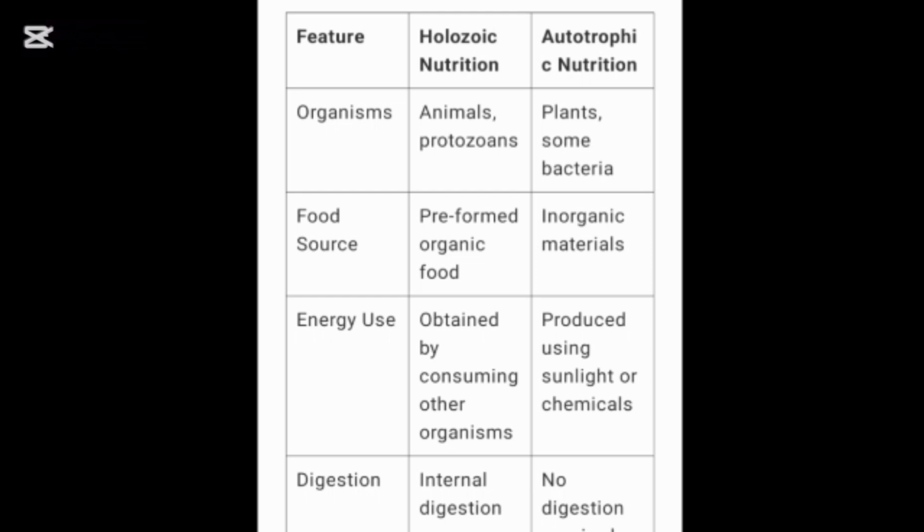Energy use, holozoic organisms obtain energy by consuming other organisms, but autotrophic organisms produce it from sunlight or chemicals. Now, under holozoic, digestion is internal, but under autotrophic, no digestion. So those are the differences between these two modes of nutrition: organisms that undertake holozoic and organisms that are under autotrophic mode.